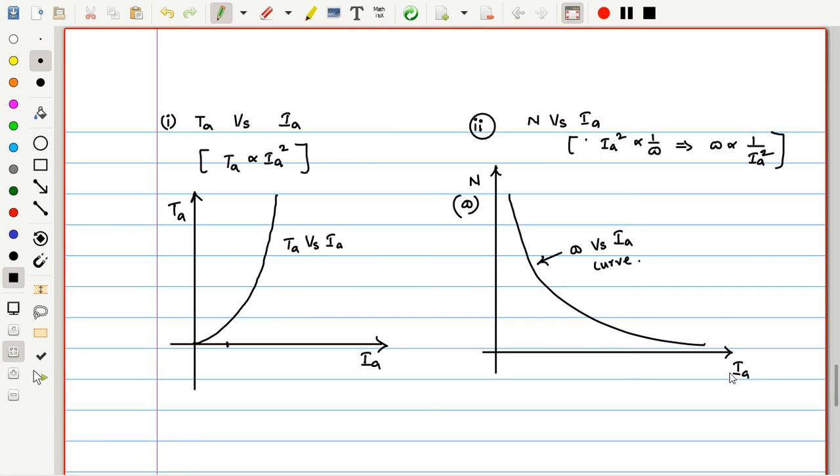Just interpret this expression. See, if Ia is 0, speed is infinite. If Ia is infinite, speed is 0. So it matches these things. If Ia goes infinite, speed comes to 0. If Ia is 0, then speed goes infinite, since 1 by 0 is infinite. Like that you can interpret.